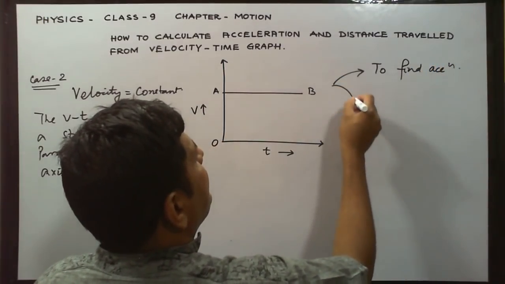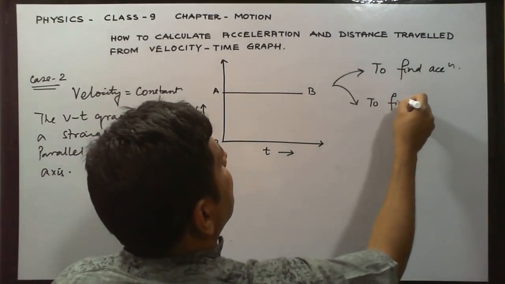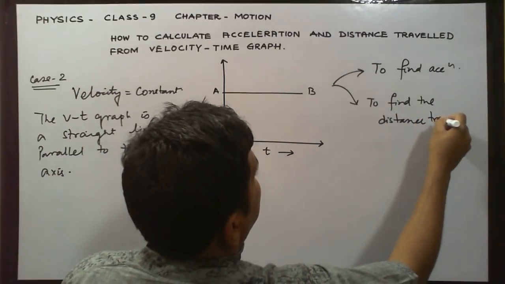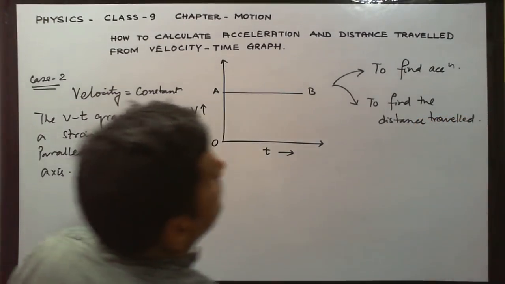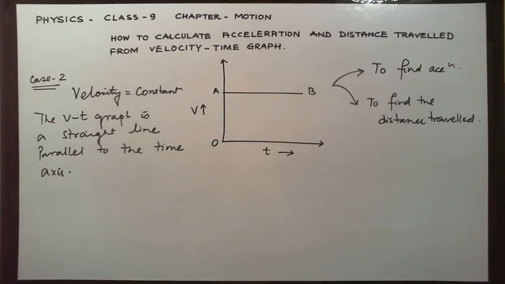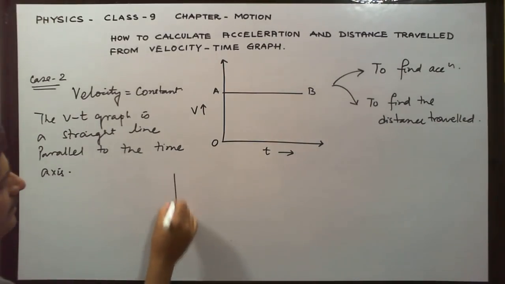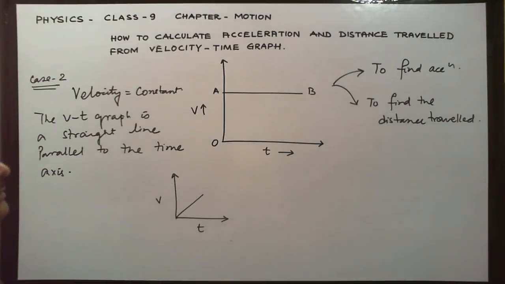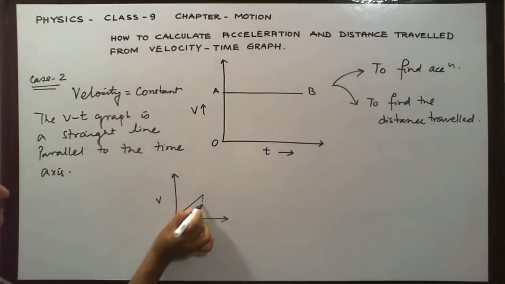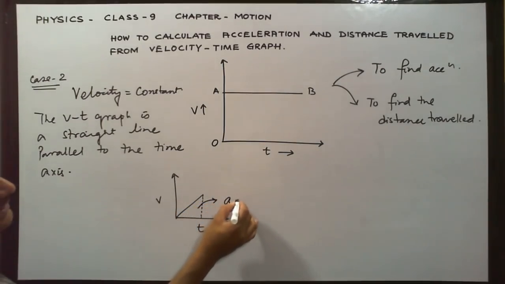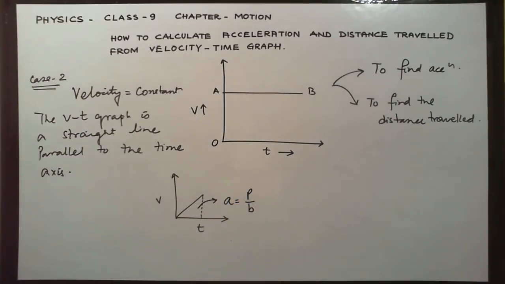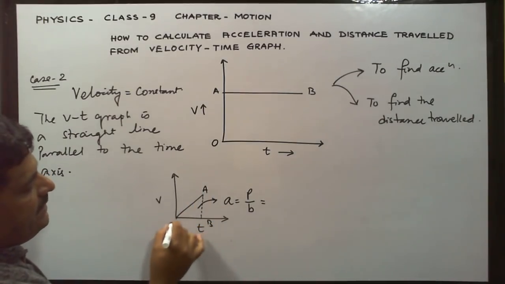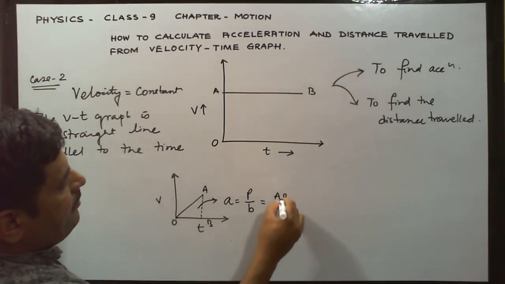Now the question here is to find acceleration. Second one is to find the distance traveled. So let us see how to find out. In the previous graph, where the velocity was increasing uniformly with time, we dropped a perpendicular, and acceleration is equal to perpendicular by base. Let us say this is A, this is B, this is O, we get AB by OB.